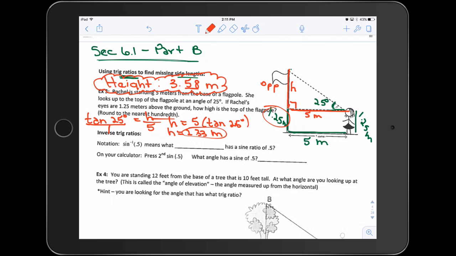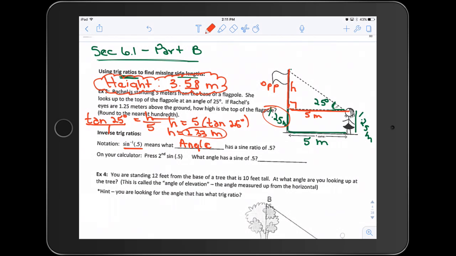Okay, so inverse trig ratios. This is actually having to find the angle. Now we've been focusing on side lengths, but we haven't actually talked about calculating the angle. And you did this in geometry. Notation: this right here is saying, what angle has a sine ratio of 0.5.